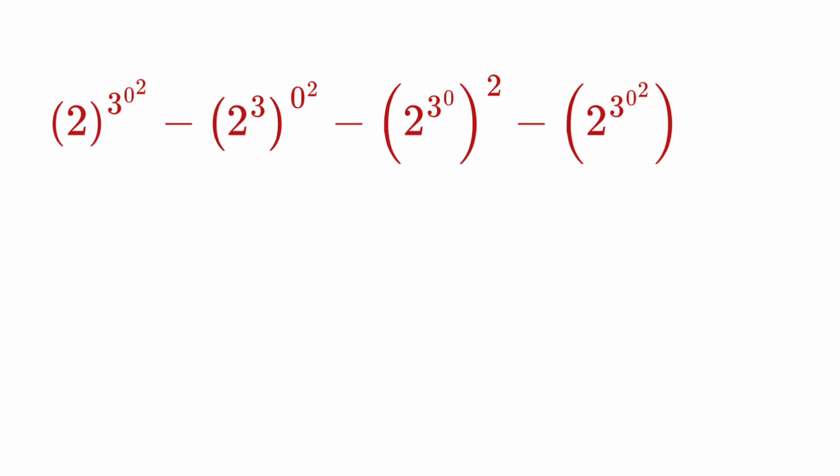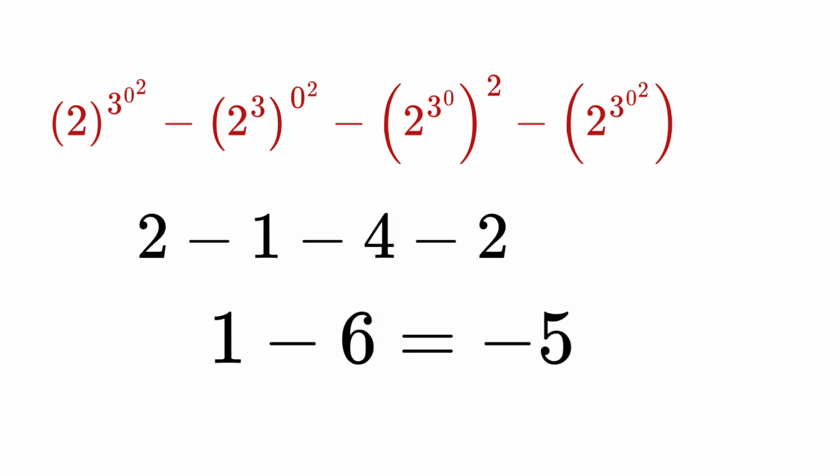Put all the terms' answers in our equation. That is 2 minus 1 minus 4 minus 2. 1 minus 6 is equal to minus 5. So our answer is minus 5.